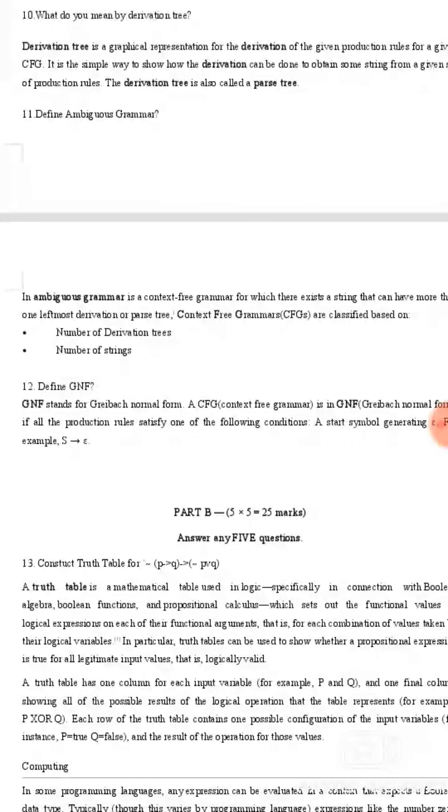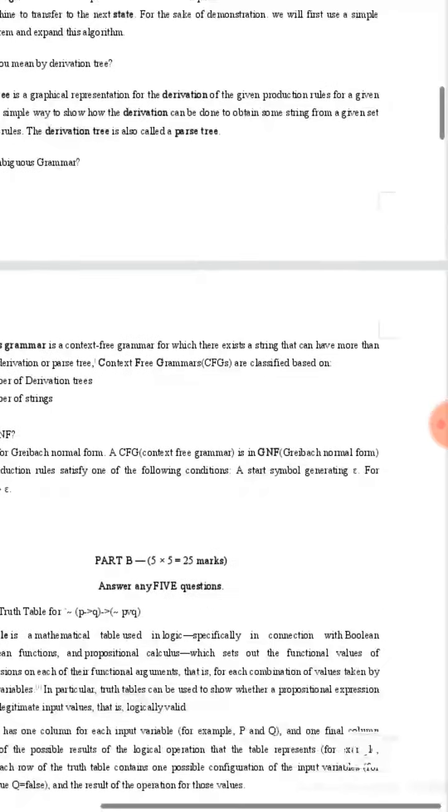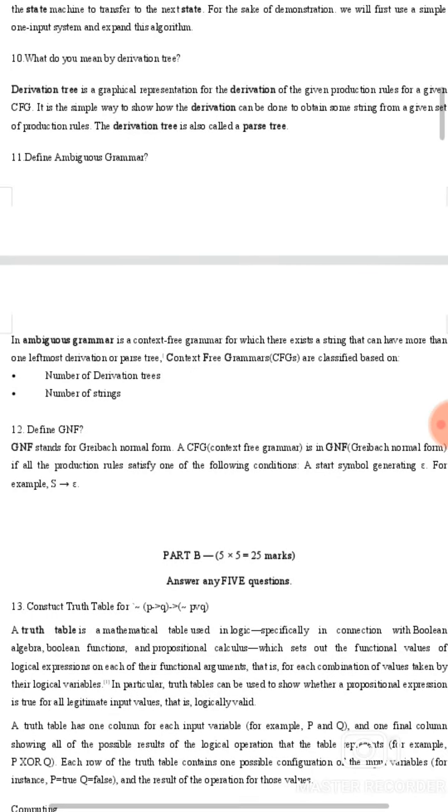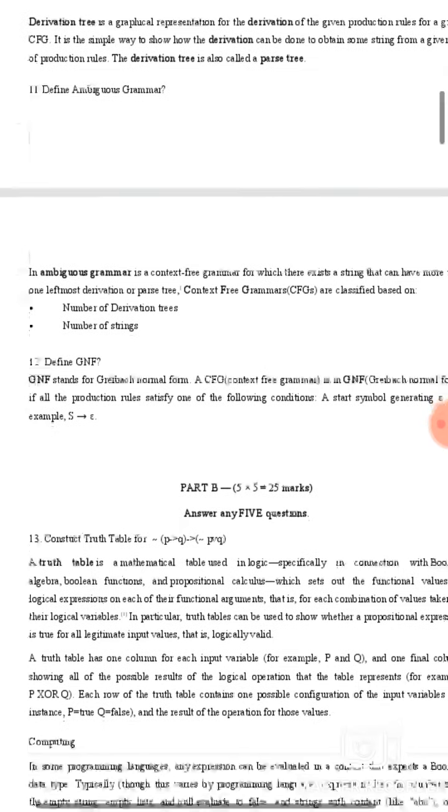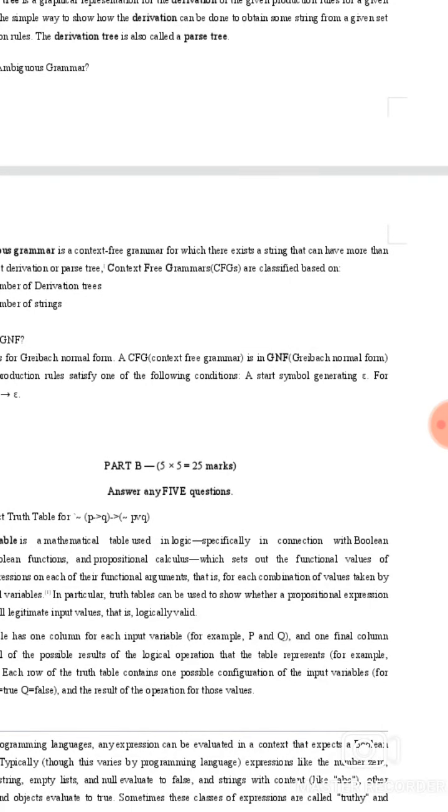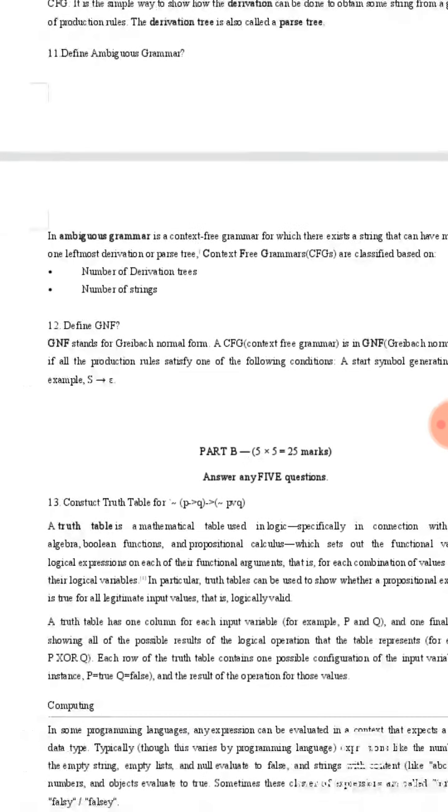What do you mean by derivation tree? It is a graphical representation for the derivation of the given production rules for a given CFG. The derivation tree is also called a parse tree. Define ambiguous grammar. It is a context-free grammar for which there exists a string that can have more than one leftmost derivation or parse tree. Number of derivation trees, number of strings.